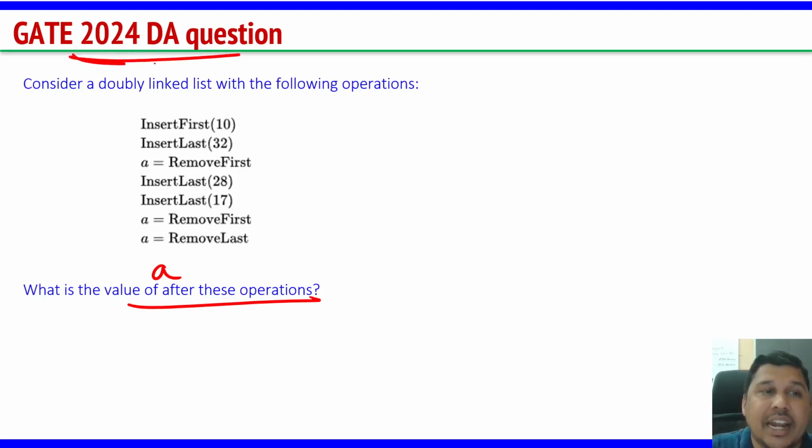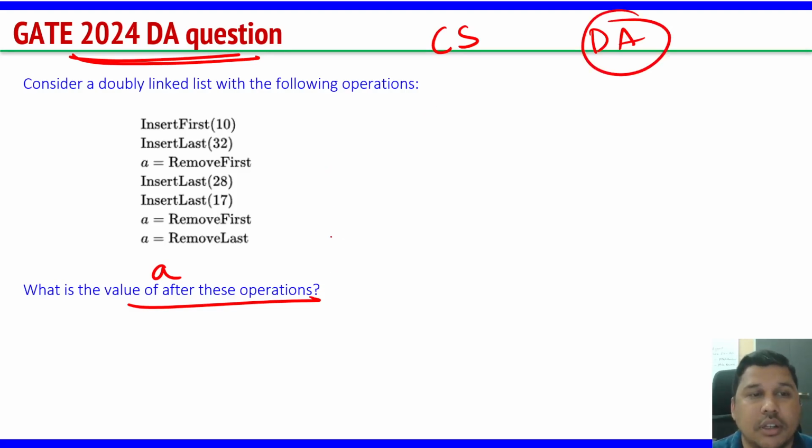Recent data analytics, I hope you are aware of this. In GATE, we previously used to have only the CS paper. Now we have got the data science and AI paper, DA. So in this also the data structure subject is there. So can you guess what is the answer of this? Perform these operations and tell what is the value of a at the end after performing the operations. What is the value of a?